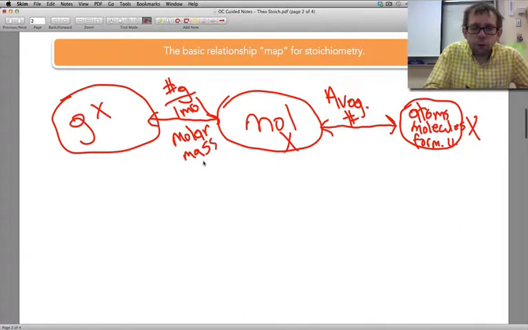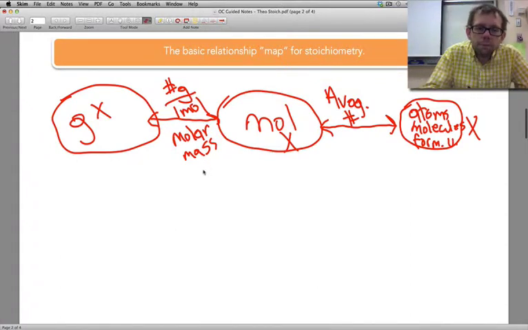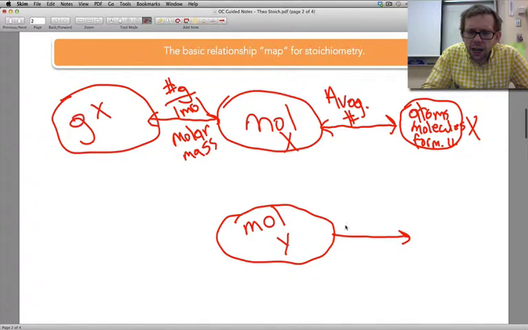So if we want to do molar mass here, we get that off the periodic table. If it's a compound, we add them up, all right? But you're like, wait, how does this relate to stoichiometry? We have 2 different compounds here. Oh, well, we have a different compound. Well, if you have moles of Y, again, you can get between atoms of Y using Avo's number.